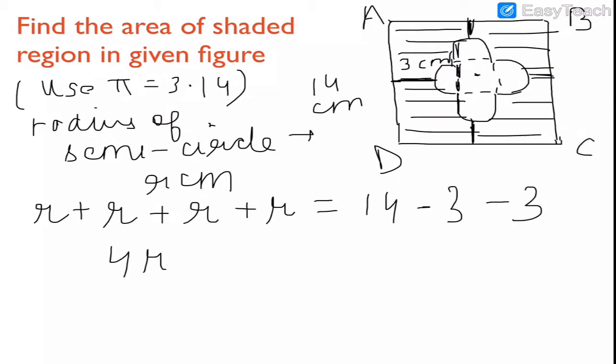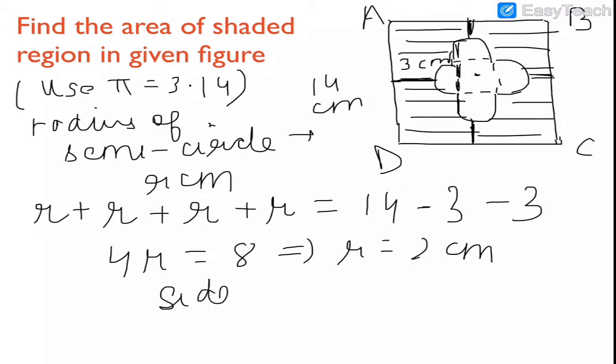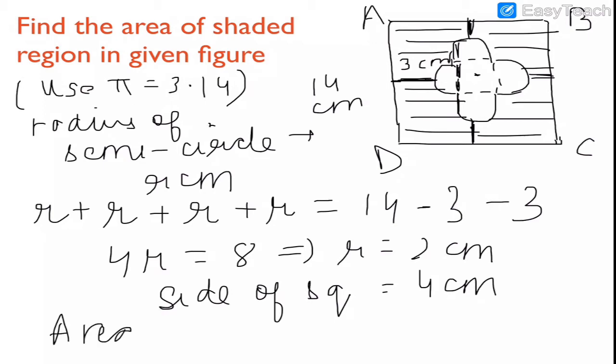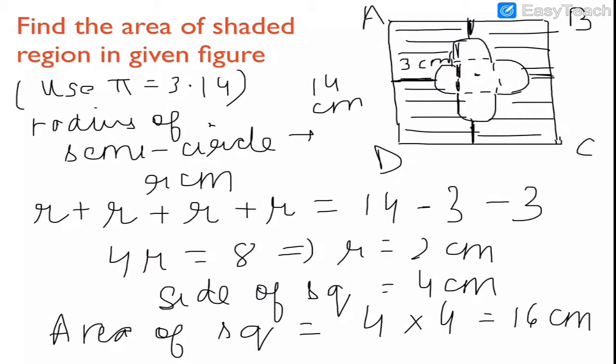So we have 4r is equal to 8 and r is equal to 2 centimeter. Now we have got r, and the side of the small square becomes 4 centimeter. Area of this square, we know it is side into side, that is 4 into 4, that is 16 centimeter square.